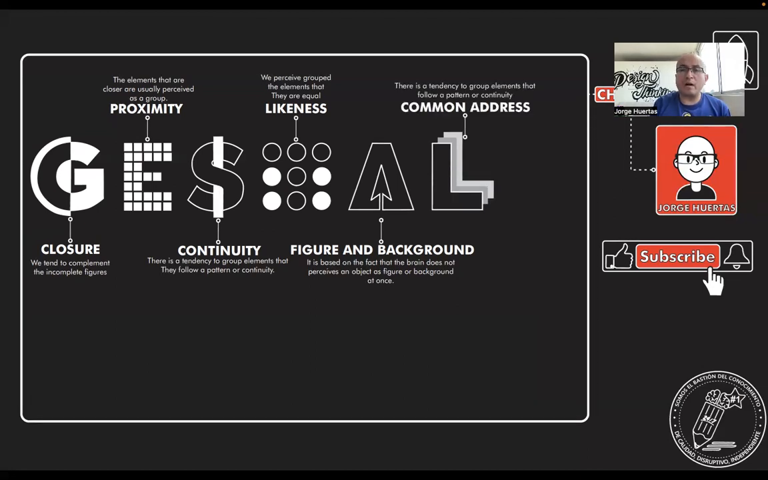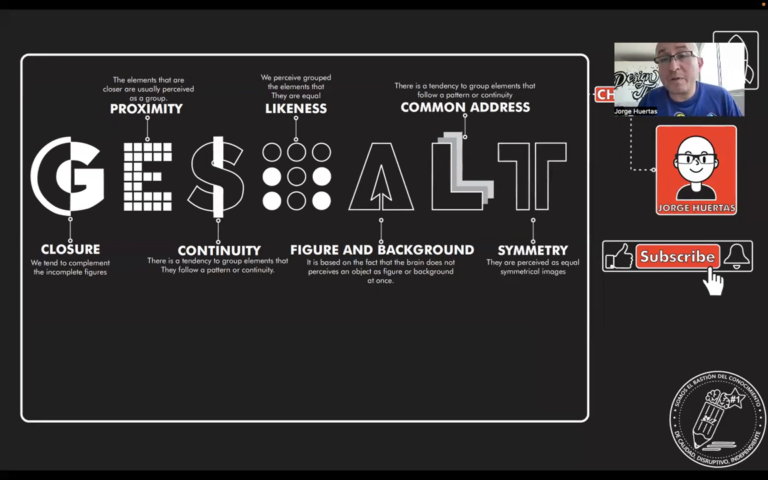We have common direction, which is a tendency to group elements that follow a pattern of continuity. That's very interesting because here we have the letter L. You can see they are in the same direction, but we are changing the color of each one of them. So we can see them continuing the letter L and keep going.